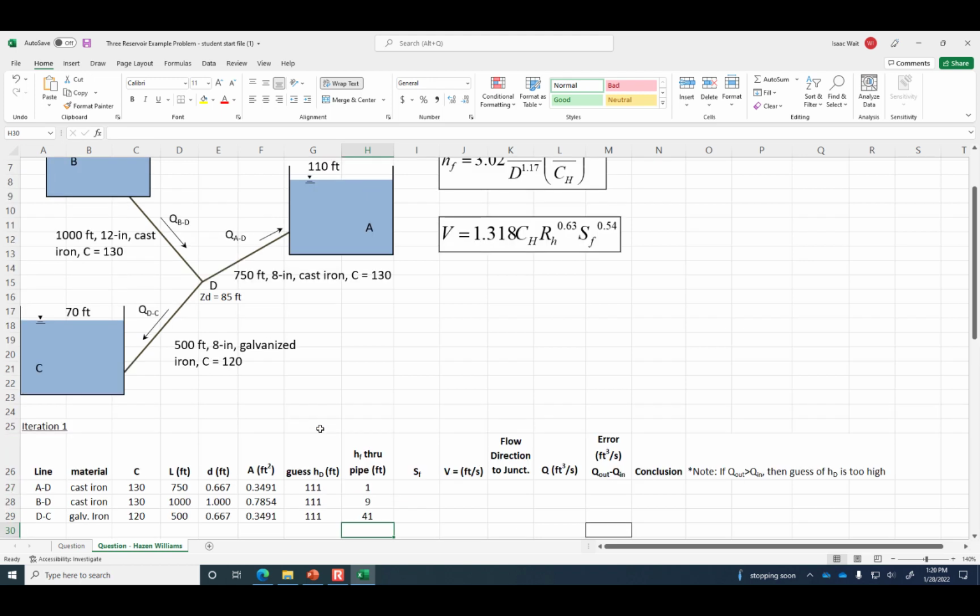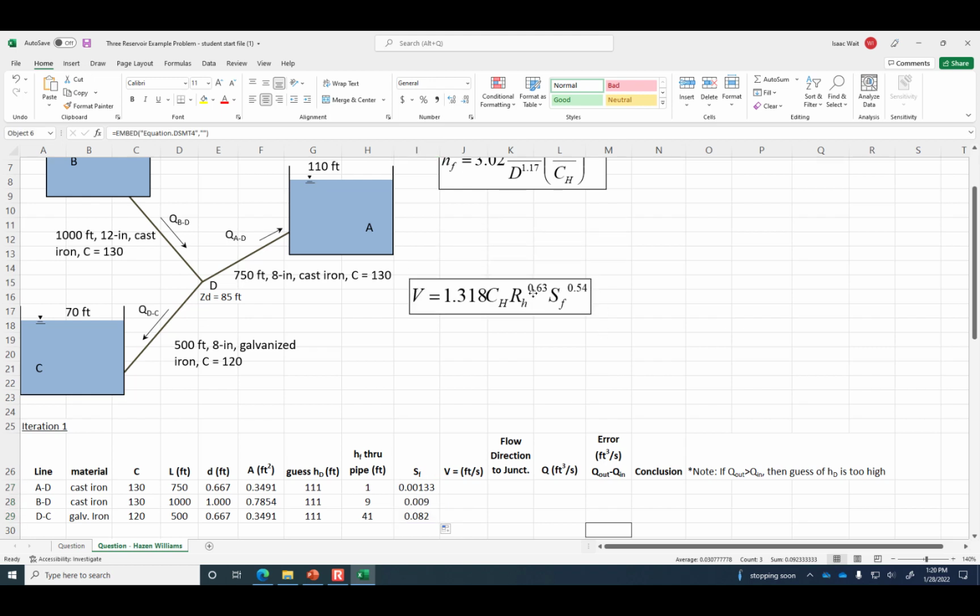Any questions or concerns? Okay, the definition of S sub F is it's H sub F divided by the length of the pipe. So the slope of the energy grade line, S sub F, is going to be the head loss divided by the pipe length for each one of these. And we didn't have an S sub F term when we were doing this according to the Darcy-Weisbach equation because we didn't need it, but we will need it here.